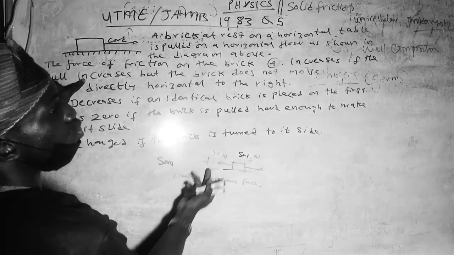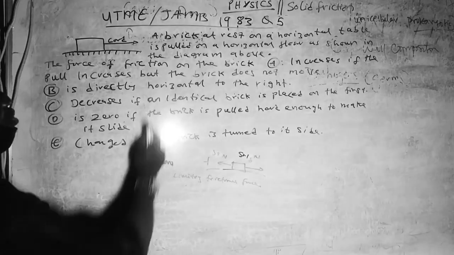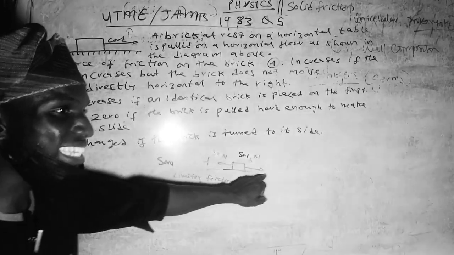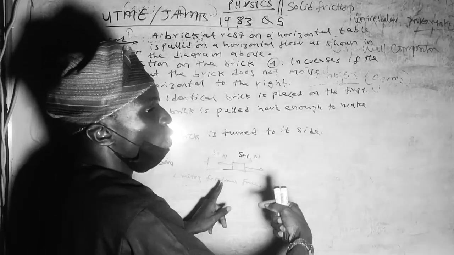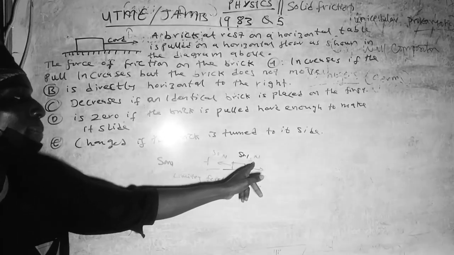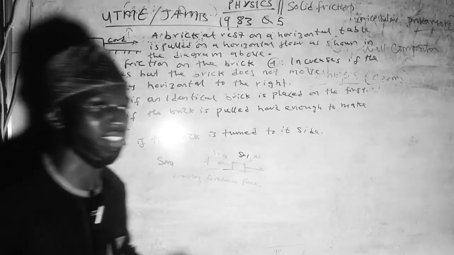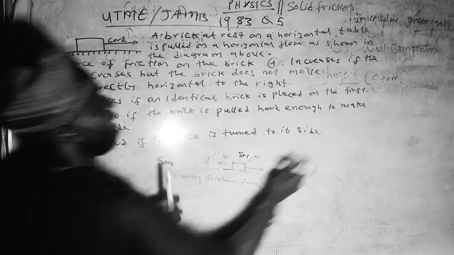What will happen to the frictional force too? It will be increasing till it reaches the maximum value. But the brick does not move. You are increasing the applied force and the brick does not move. What happened? The friction keeps increasing as you are increasing your applied force. Because if it is moving, it means your applied force is greater than friction. But if it does not move, as you are increasing the applied force, the friction is also increasing. That's what they are trying to tell you. So this statement is totally correct.